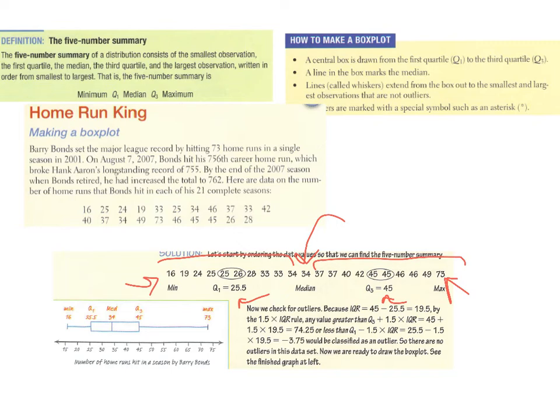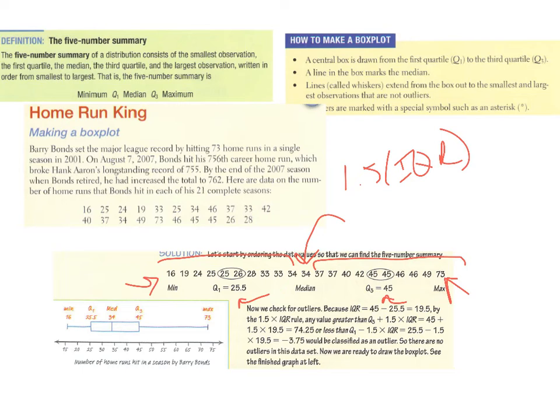Okay, so I need to check for outliers because I need to know how far my whiskers are going to go. Okay, and then I need to determine if I need to plot any outliers past that. So as we're checking for outliers, remember it's 1.5 times the IQR. Our IQR in this case would be 45 minus 25.5, or 19.5.